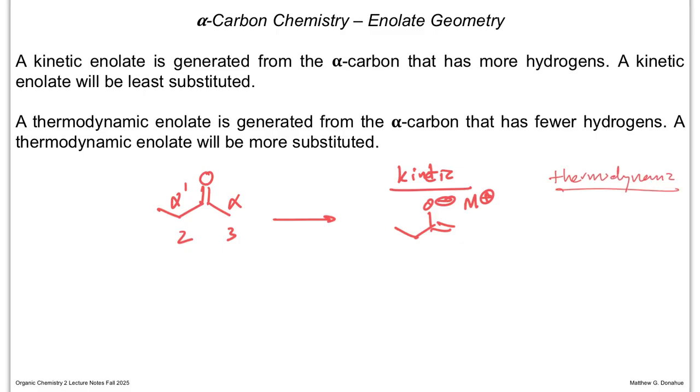So thermodynamic enolates, again, come from the alpha carbon with fewer hydrogens because we end up with a more substituted double bond. And then we have this issue of Z versus E.